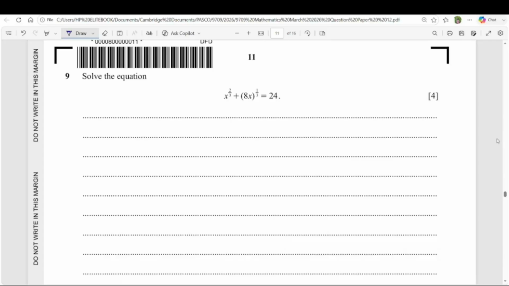So question number 9, we have to solve the equation given over here. This is an equation with fractional index. We need to rewrite it in a simpler way, in a way that looks easier, and oftentimes you get a quadratic. So we need to write it in a nice way so that we're able to solve it and do some replacements.